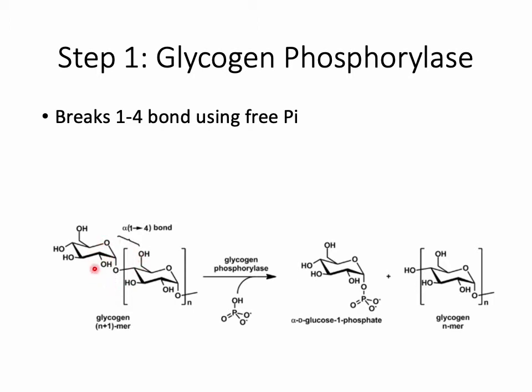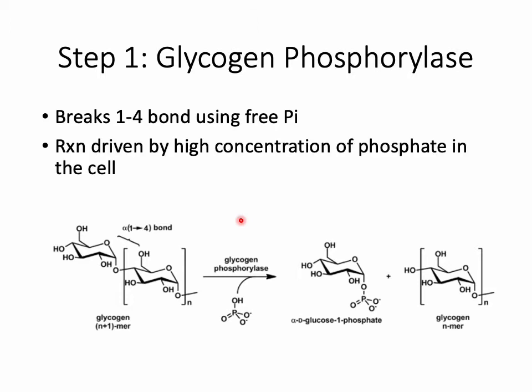The 1,4 glycosidic bond is shown over here. This bond is broken using a free phosphate molecule to yield a glucose 1-phosphate as well as the remaining glycogen chain. The full mechanism for this reaction is shown in the scan notes available in Moodle.